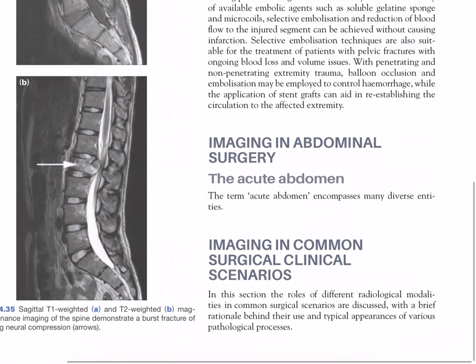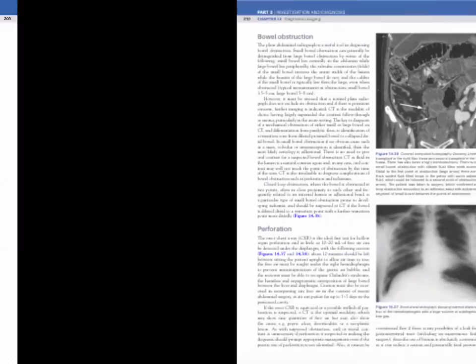Imaging in abdominal surgery, acute abdomen. The term acute abdomen encompasses many diverse entities. Imaging in common surgical clinical scenarios. In this section, the roles of different radiological modalities in common surgical scenarios are discussed, with a brief rationale behind their use and typical appearances of various pathological processes.